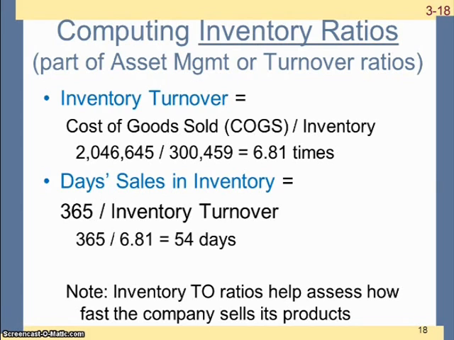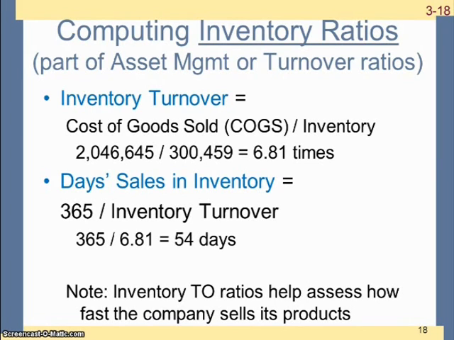This ratio should be compared against the industry average. So you have to compare this ratio to the industry average. A low turnover implies poor sales and therefore having too much inventory on hand. A high ratio implies either strong sales or ineffective buying.